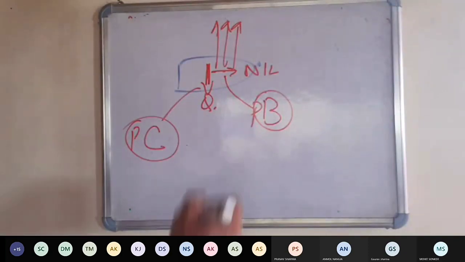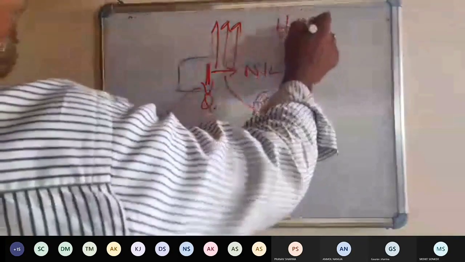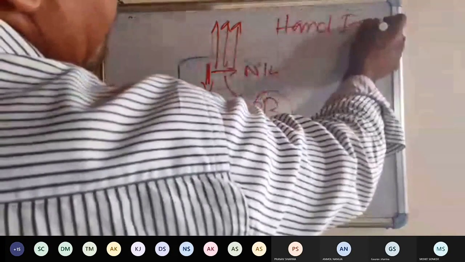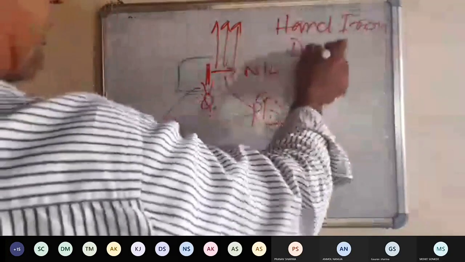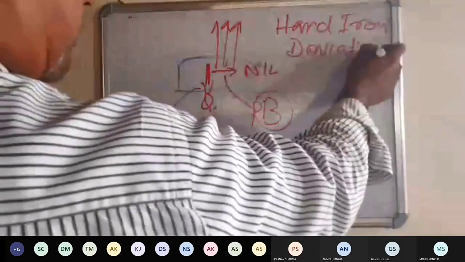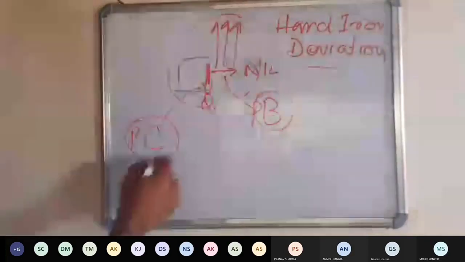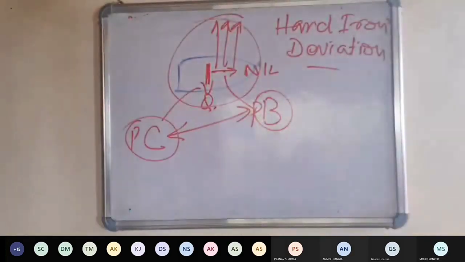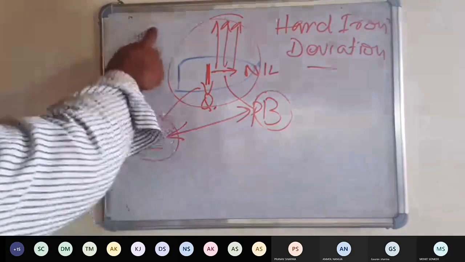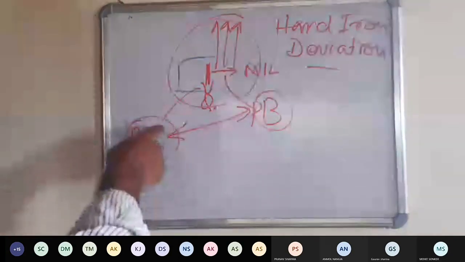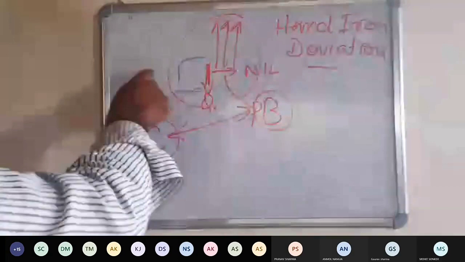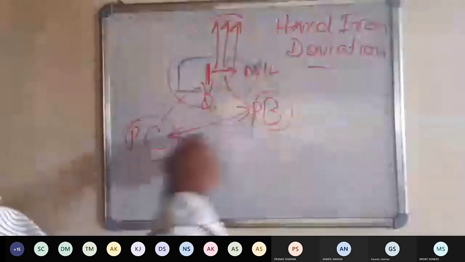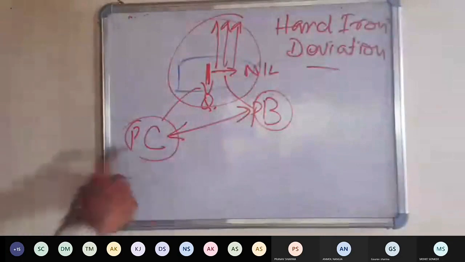What we are actually talking about is hard iron deviation. The combined effect of the two, PC and PB, is called hard iron deviation. Now, as we have seen, on 000 and 180 courses only PB force is there. On 090 and 270, only PC is there.